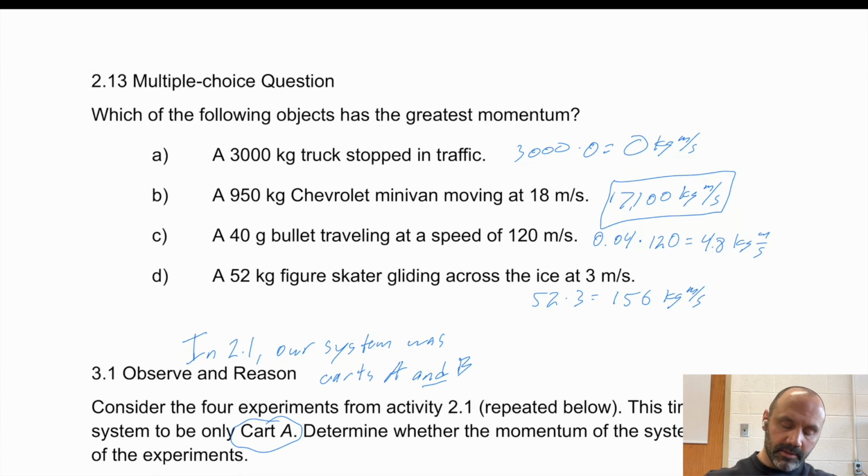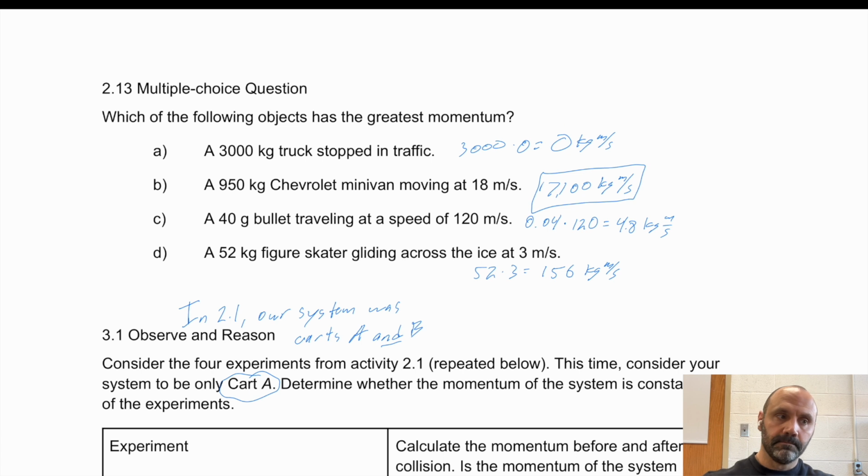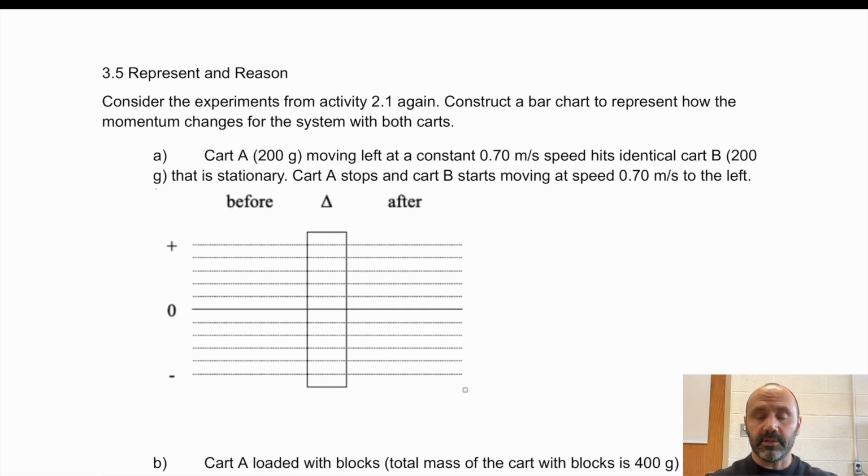Okay, now let's take a look at using bar charts, what we learned with money, and now applying it to momentum. Okay, so we're on section 3.5. And going back to the experiments from activity 2.1 or 2.3, I forget which, but it has the same data that we have here. And we're going to see if we can create a bar chart for this. The bar chart actually comes right from the drawing. We already did the drawing in the sketch. So let's redo that and then see how we can apply it to the bar chart.